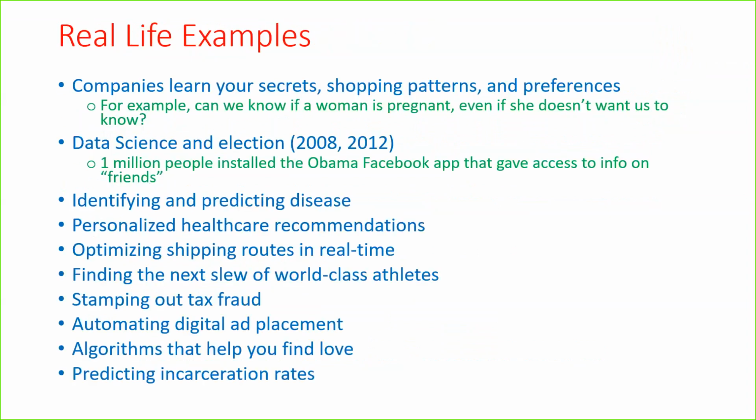Okay, so here are some of the real life examples of the data science. So companies learn your secrets, shopping patterns, and the preferences, though you don't want to know them. For example, we can know if a woman is pregnant or not, even if she doesn't want us to know, like from her shopping patterns or the kind of clothes that she is purchasing or the kind of medicine that she is purchasing. From all this, you can interpret whether she is a pregnant woman or not.